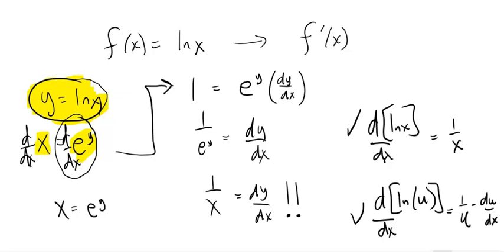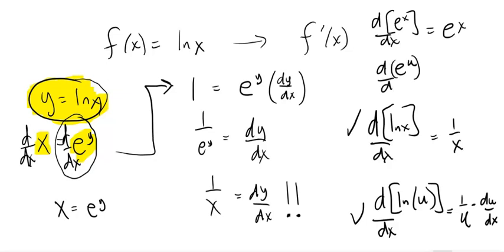Let me do the exponential one just so it makes a little more sense, hopefully. Derivative of e to the x is e to the x. The derivative of e to the u with respect to x, remember that u is a function of x, is e to the u, because of the derivative of the exponential function, times u prime, or du/dx.